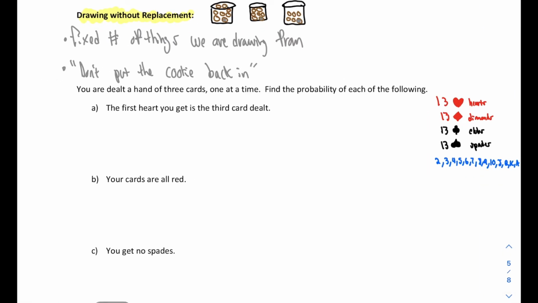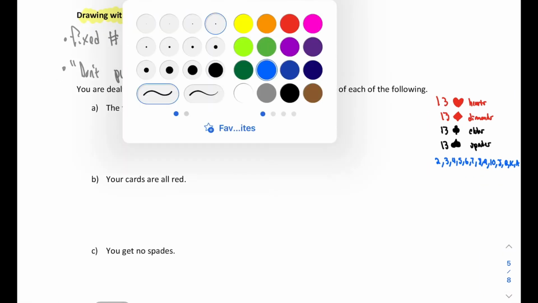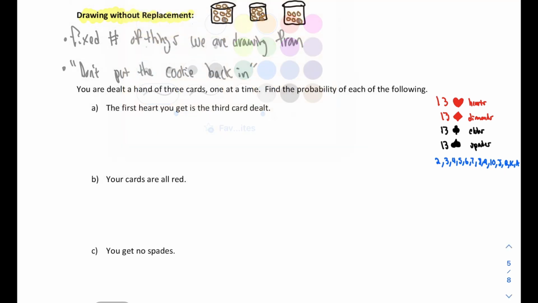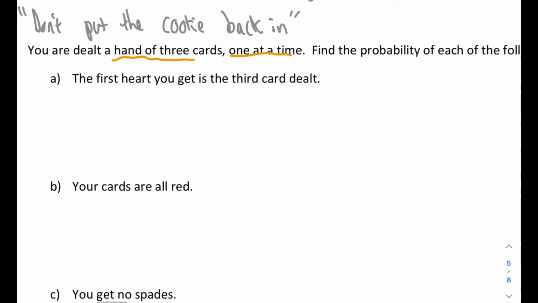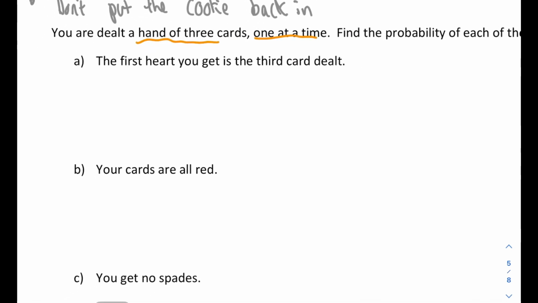Now let's see if that helps us with this problem. Here we have a situation where you are being dealt 3 cards, one at a time. Find the probability of each of the following. The first heart you get is the 3rd card dealt. So we want the first two to be not hearts, and then the third to be a heart.